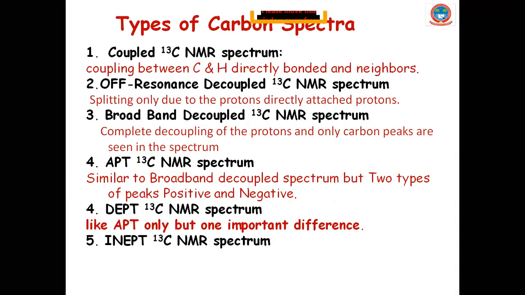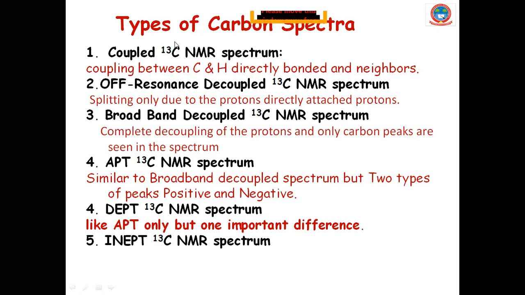Okay, let us go for the types of carbon spectra, which is our main part of this discussion. See, there are five types of spectrum. Whenever we have a sample with us, you first go for the proton NMR spectrum, and then if you are using it for the carbon 13 spectrum, you will find that there are five types of spectrum you can get for carbon 13.